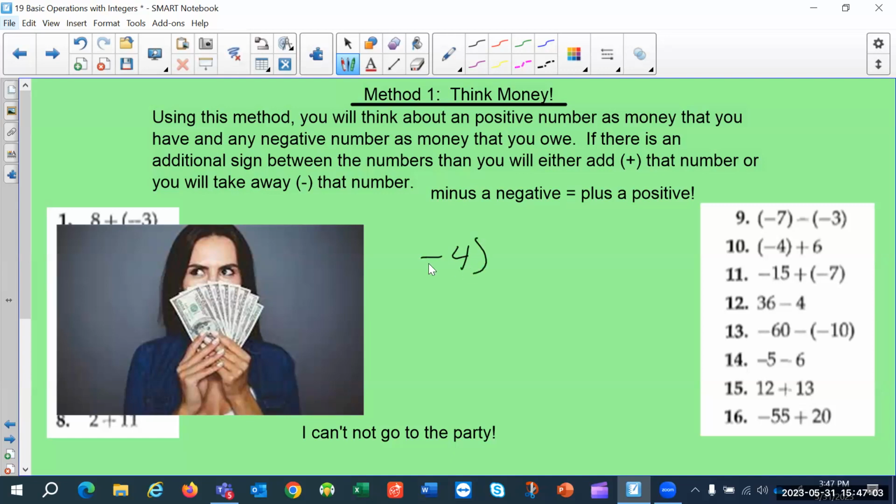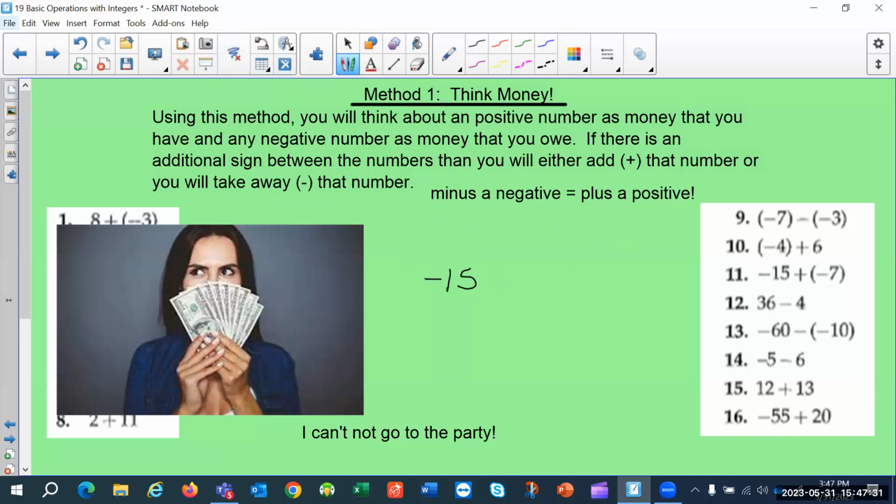All right. Let's run down the rest of these. Make sure you're pausing, make sure you're trying these on your own first. -4 plus 6, hit pause, give it a shot. Okay, if you owe 4, this time you have 6, so you have more than you owe. You're going to pay off that $4, you're going to have $2 left. All right, there it is.